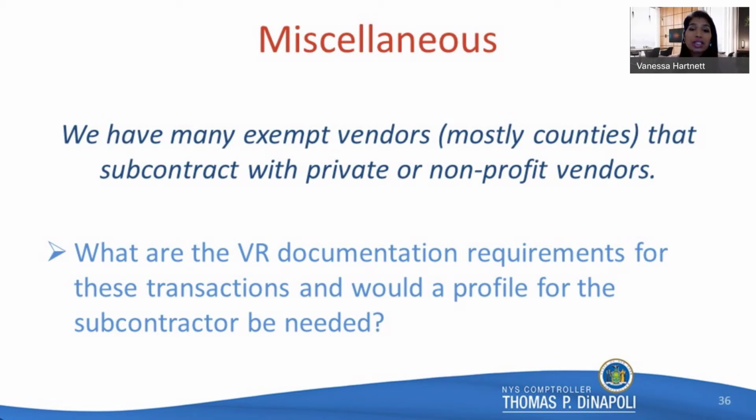So prime vendors, such as municipalities, are typically exempt from VR document submission requirements. Agency profiles and vendor questionnaires are needed for subcontractors if subcontractors are known at the time of contract award, and it's anticipated that they'll receive $100,000 or more over the life of the contract. So while we don't require VR documents for subs receiving less than $100,000, we recommend that you perform responsibility reviews for all subs, regardless of the dollar amount.